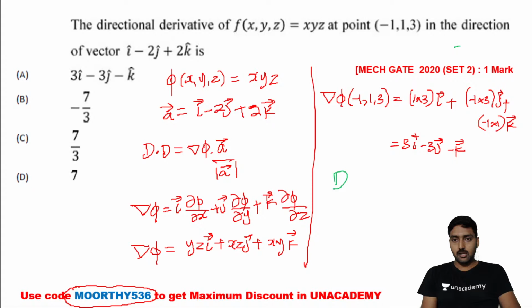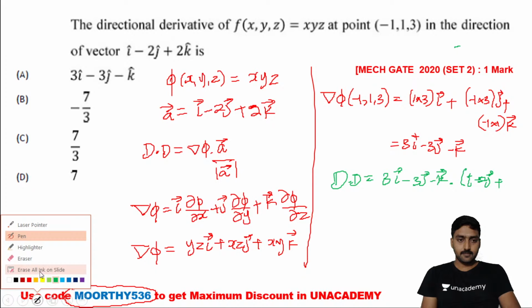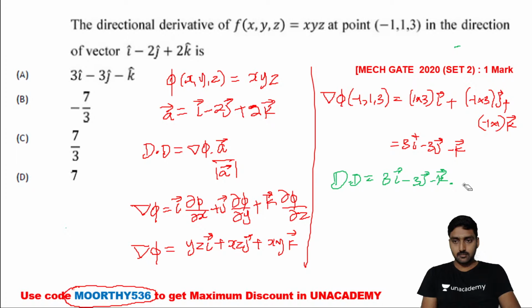Okay, fine. The directional derivative is equal to del pi, which is 3i vector minus 3j vector minus k vector, dot the a vector, i vector minus 2j vector plus 2k vector, the whole divided by root of 1 square plus 2 square plus 2 square.